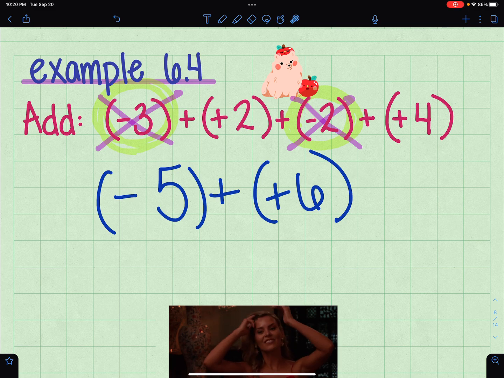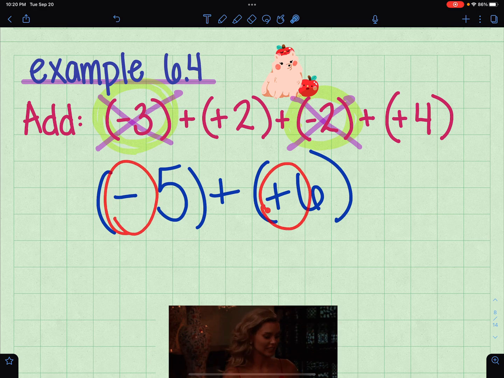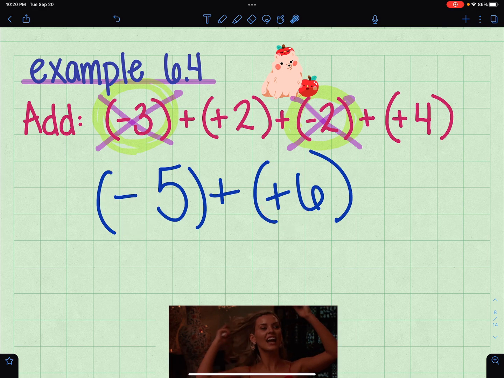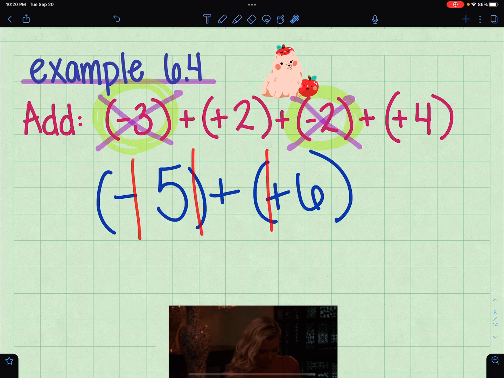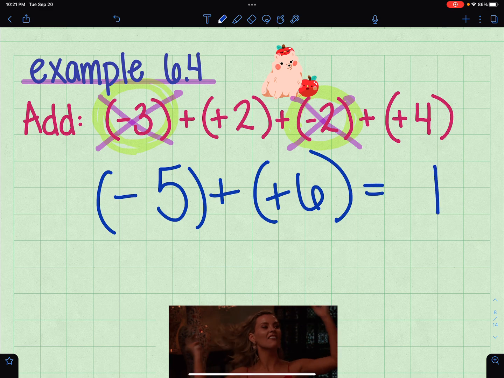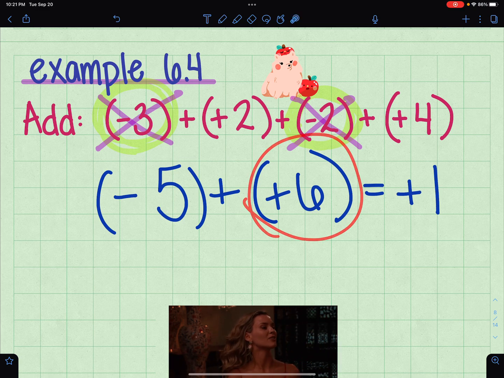So this is rule number 2 because they have opposite signs. So we take the absolute value of 6 and 5. What's the difference between 6 and 5? The difference is going to be 1. Now, is it positive or negative? It's positive because 6 is the larger number as far as the absolute value.